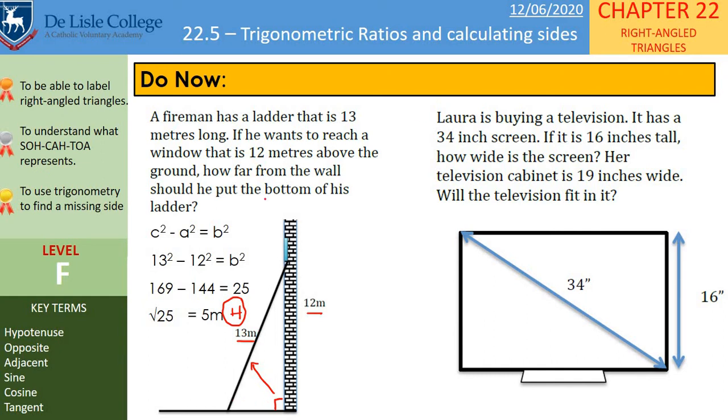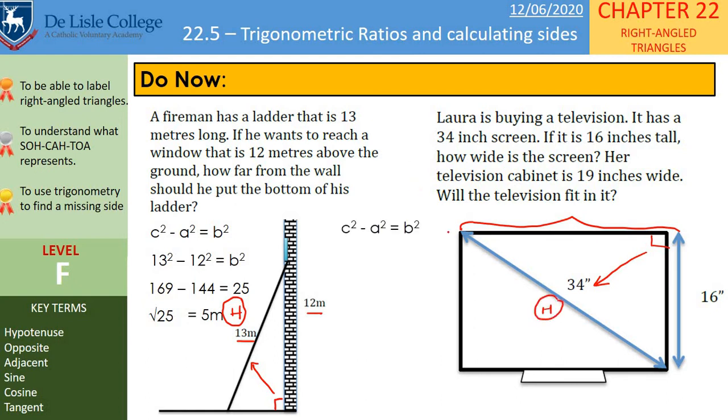Right, second one, Laura is buying a television. It has a 34-inch screen. If it is 16 inches tall, how wide is the screen? So what we're looking for here is this distance. Okay, there's our right angle, which again tells us that that's the hypotenuse. So again, we're looking for a short side question.